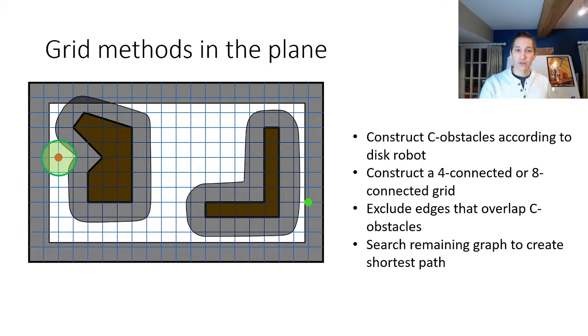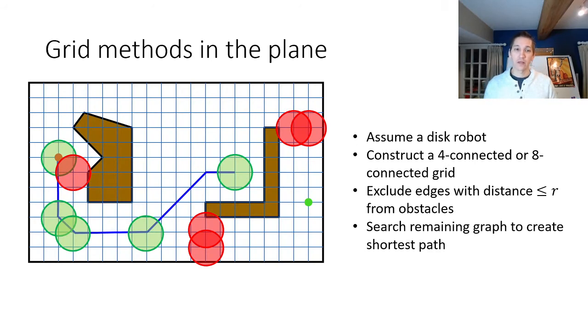Another way that you can try to solve this problem is by still treating the robot as a point, but rather than constructing the C obstacle, we can exclude any edges that pass within the radius of the obstacle distance to one of the polygonal obstacles. So even though we're thinking about movement in the configuration space, we're doing the reasoning about geometries in the workspace. And we're going to be doing a similar sort of thing for more complex robots.